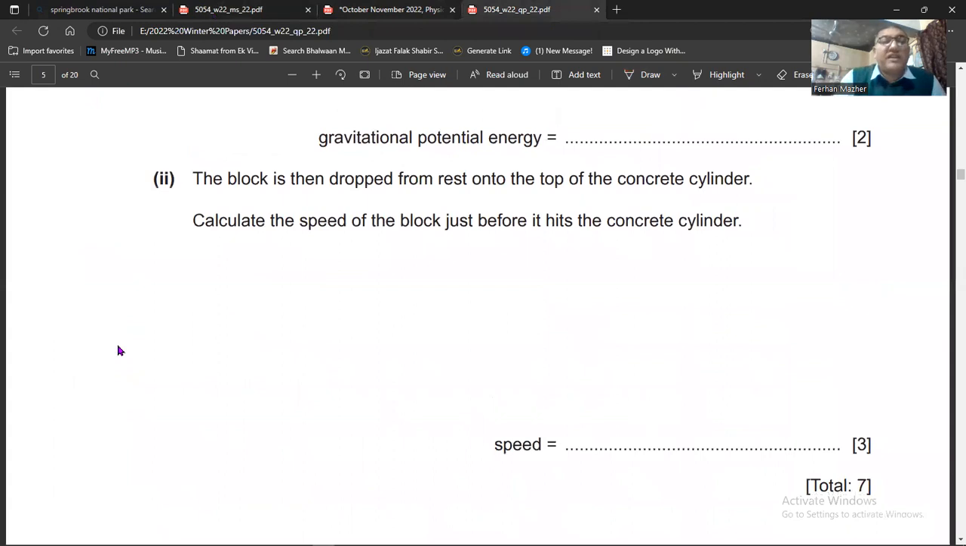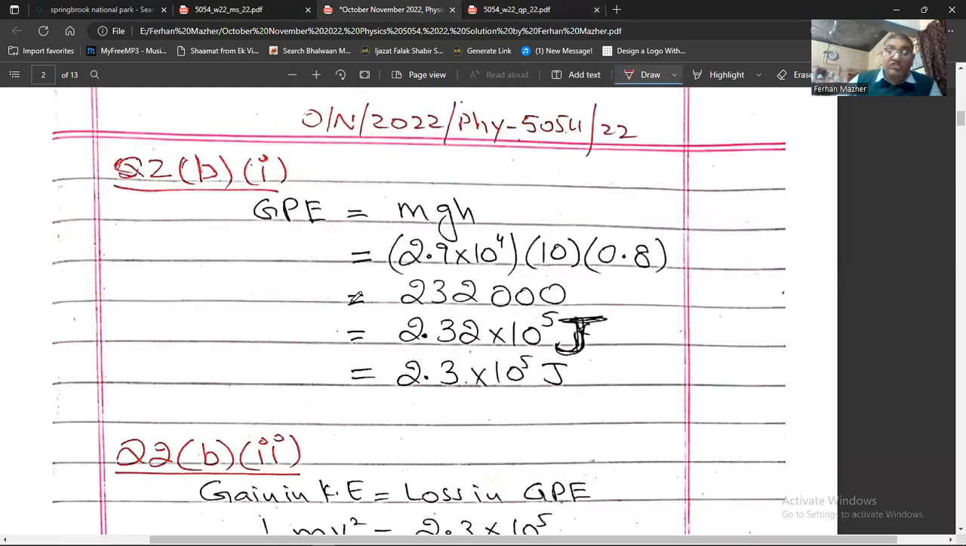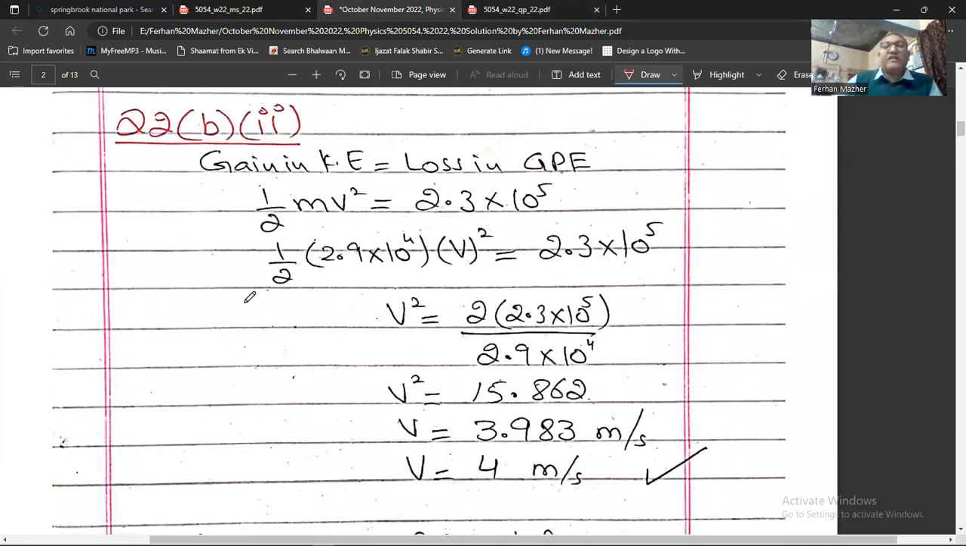Question number 2, part B, portion 2. The block is then dropped from rest onto the top of the concrete cylinder. Calculate the speed of the block just before it hits the concrete cylinder. So when it is about to hit the concrete cylinder, the kinetic energy in it will be equal to the loss in the gravitational potential energy. So the gain in the kinetic energy will be equal to the potential energy which will be lost. And we already know the potential energy. So gain in the kinetic energy will be equal to the loss in the gravitational potential energy.